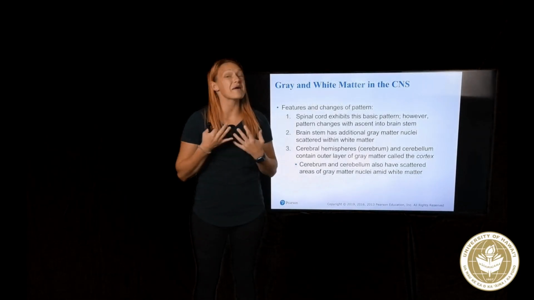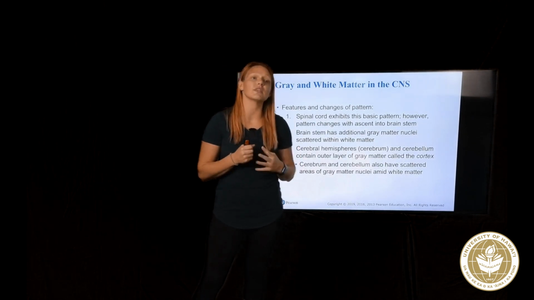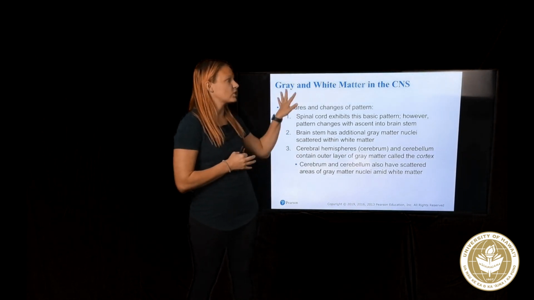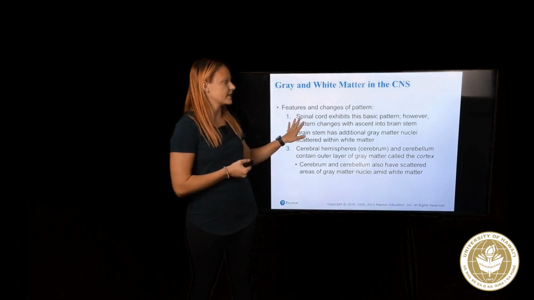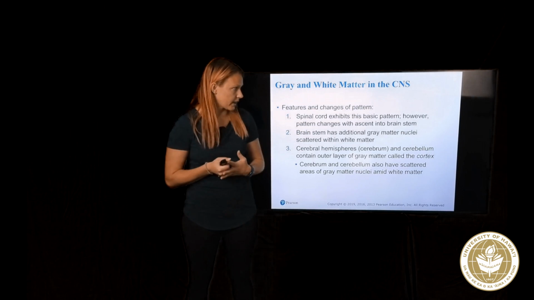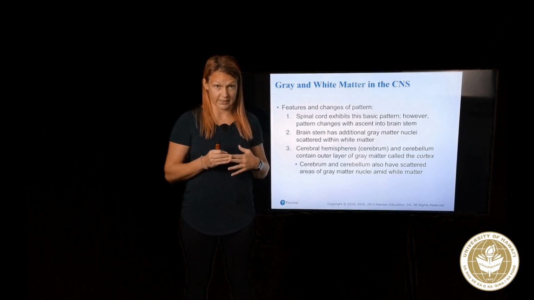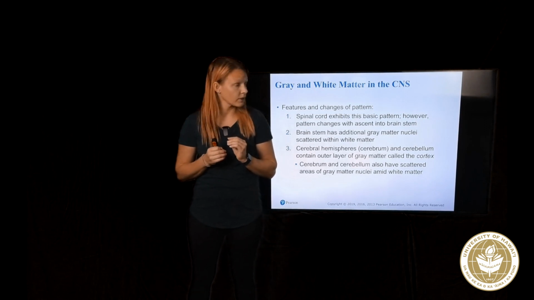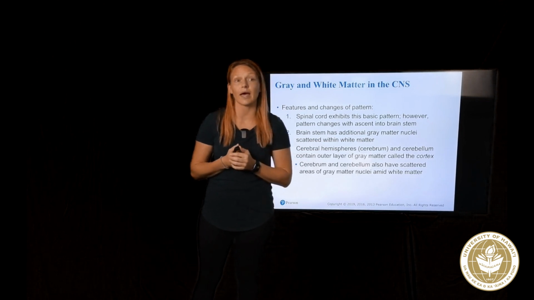So as I mentioned, we have that basic pattern, but we have some exceptions to that, right? Here are some of the features of the patterns and the change in the pattern that we see with the gray and white matter in the central nervous system. The spinal cord is going to exhibit that basic pattern of the gray matter inside and the white matter outside. However, that pattern is going to change with ascent into the brainstem. So when you go into the brainstem, it's going to change just a little bit. In the brainstem, we're going to have additional gray matter scattered within the white matter.